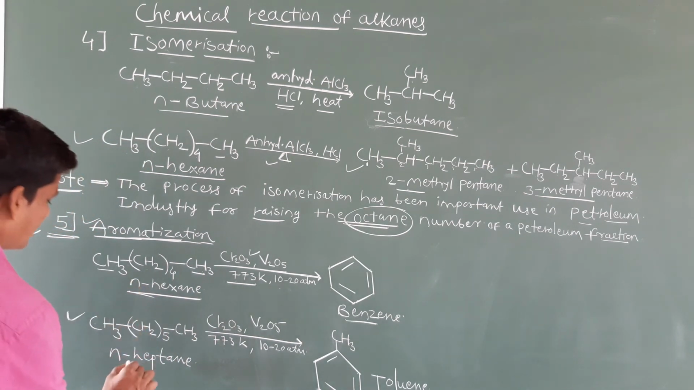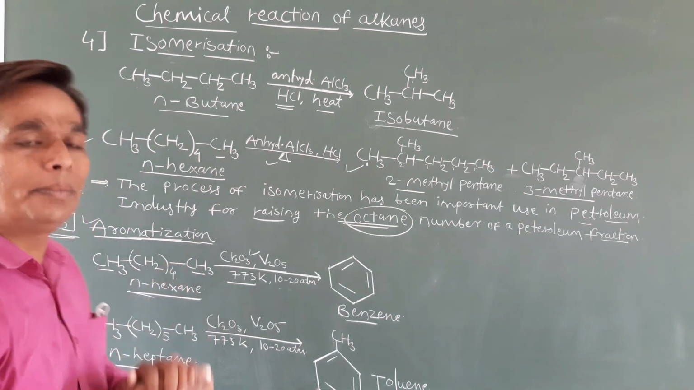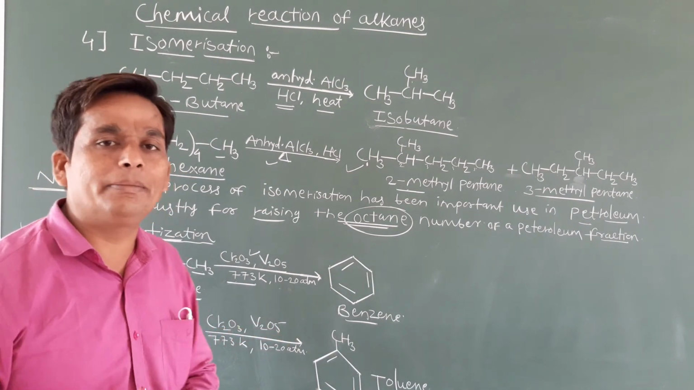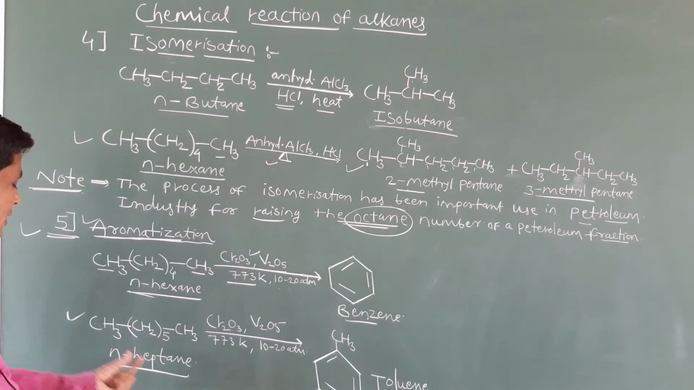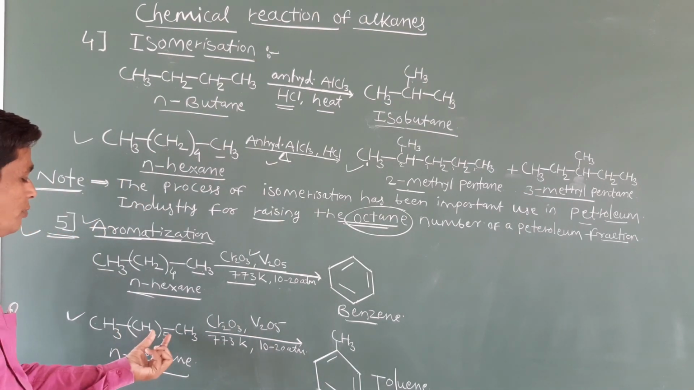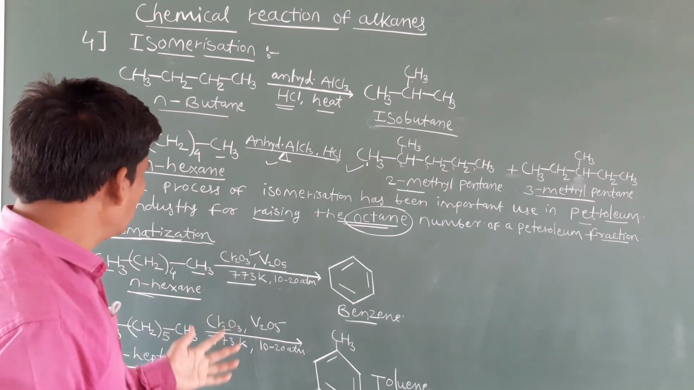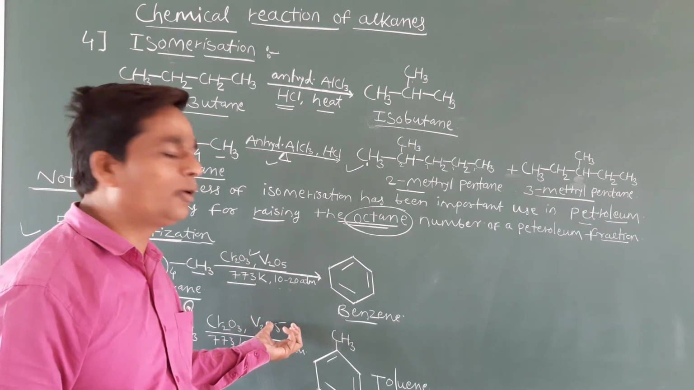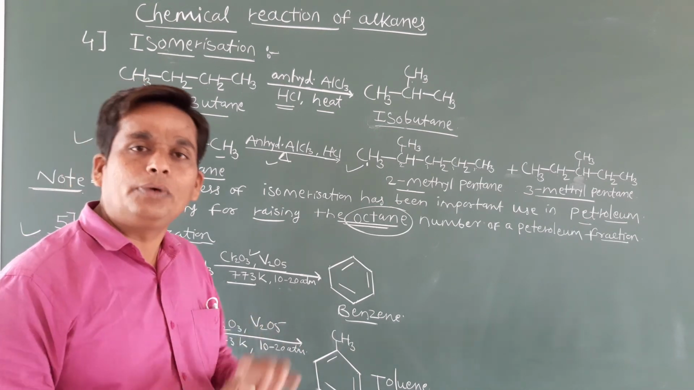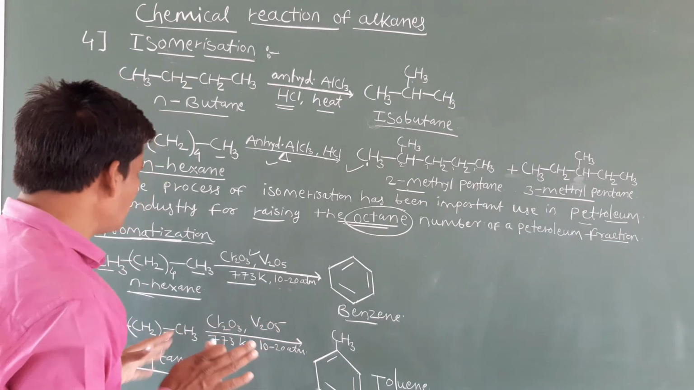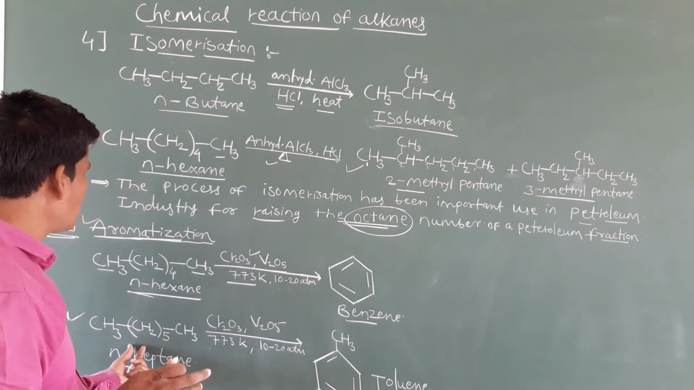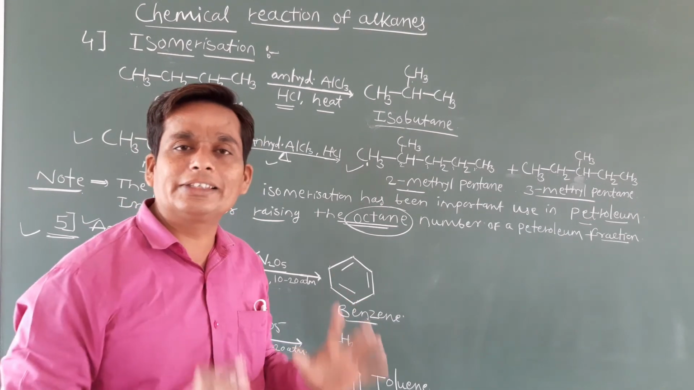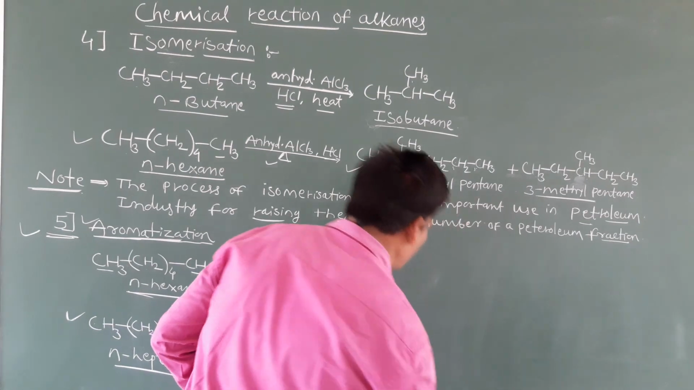See, students, one more reaction. If you heat n-heptane, we follow the same process with chromium trioxide and vanadium pentoxide. Heptane has 7 carbons: CH3, CH2 five times, CH3. When we heat heptane in the presence of chromium trioxide and vanadium pentoxide at 773 Kelvin, first it forms the benzene ring, the 6-carbon compound, and the remaining one carbon with 3 hydrogens forms CH3. Benzene containing a CH3 is toluene, a chemical compound.